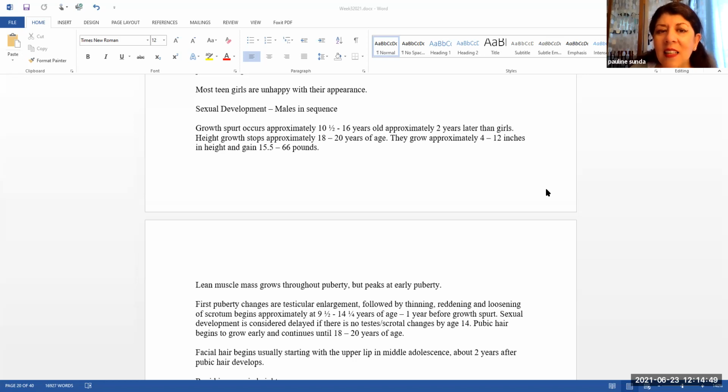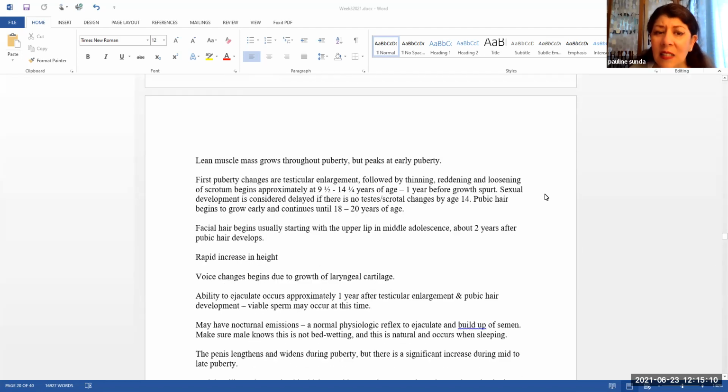gain weight of about 15.5 to 66 pounds. So their height is 4 to 12 inches and their weight is 15.5 to 66 pounds. Lean muscle mass grows throughout puberty, but peaks at early puberty.